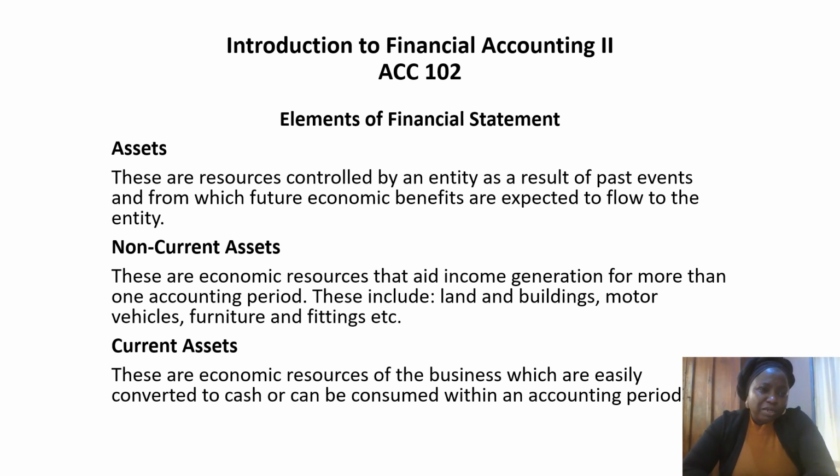Then we have motor vehicles as well. If a company has a fleet of cars or a motor vehicle, that vehicle can serve the organization for more than a year. The moment it can serve for more than one accounting period, it can be classified as a non-current asset because it has the capacity to further generate additional economic benefit for the business. We have furniture and fittings, we have equipment, we have machinery, depending on the nature and size of the business and the industry the business belongs to, that determines the kind of non-current assets to be put in place. Then we have the current assets.